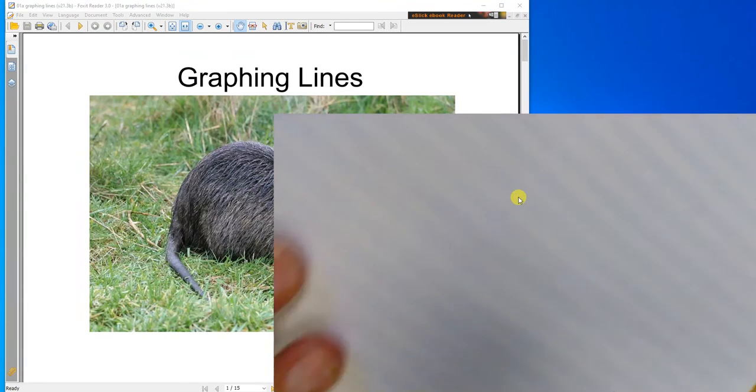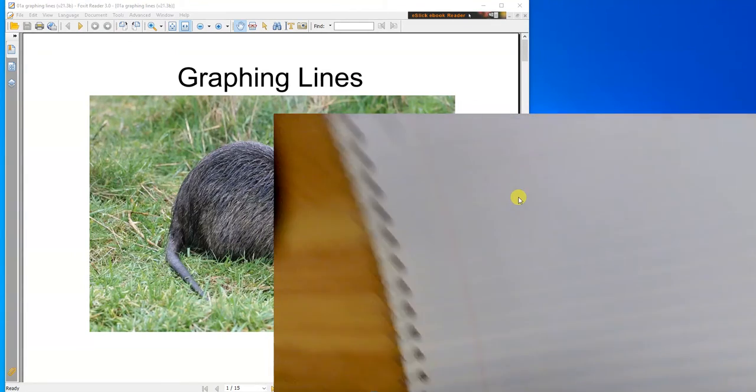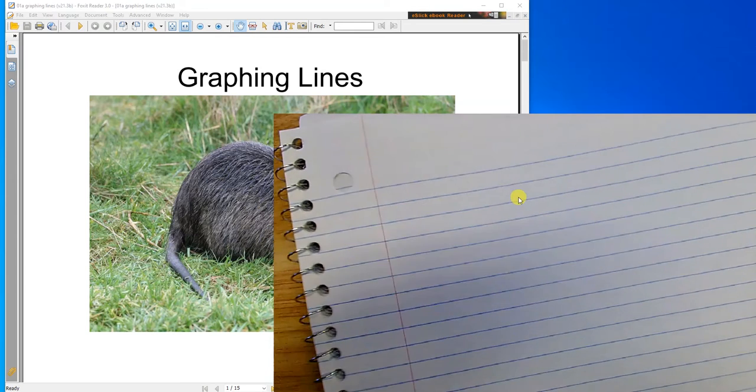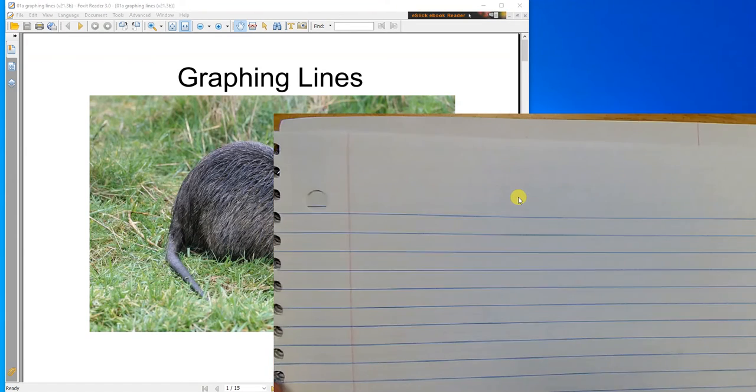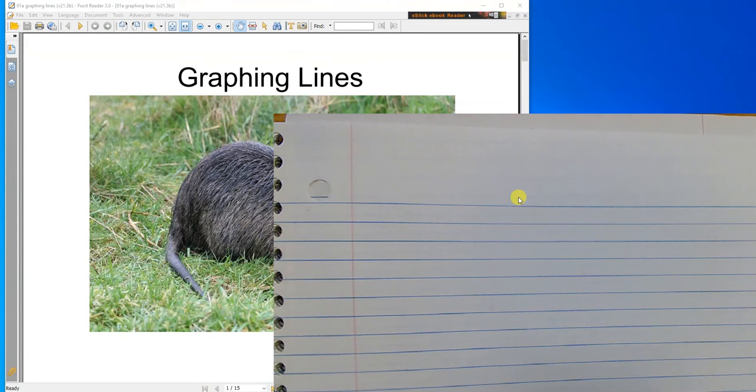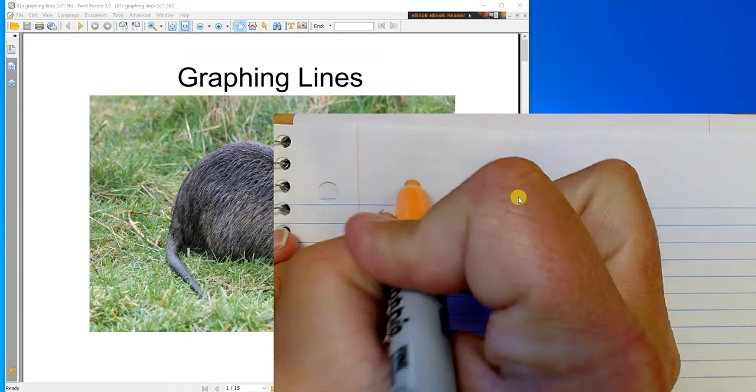Get your notebook out. There's my notebook. There we go. Topic is graphing lines. So let's start with that. Graphing lines.